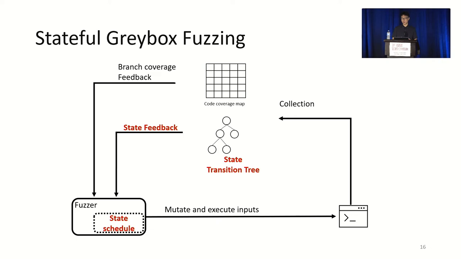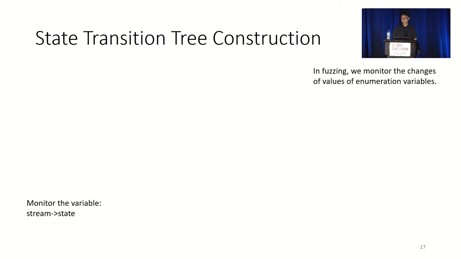Firstly, let's look into the state transition tree. In fuzzing, we monitor the changes of values of enumeration variables. Here is the example for monitoring the state variable stream state in H2O, the same example. Initially, the state transition tree is empty.